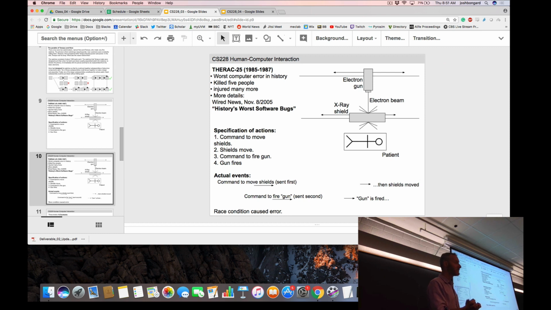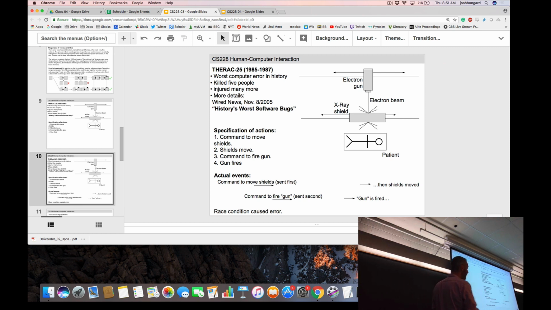Why did this happen? It happened because before the Therac 25, there was a system called the Therac 20. And in the Therac 20, the shields actually moved more quickly. So in the Therac 20, commands were sent to move the shields into position, then the commands were sent to the gun, and then the gun fired, everything worked fine. When they moved to the Therac 25, the movement of the shields was different, and that subtle point was missed, which led to this problem, right?